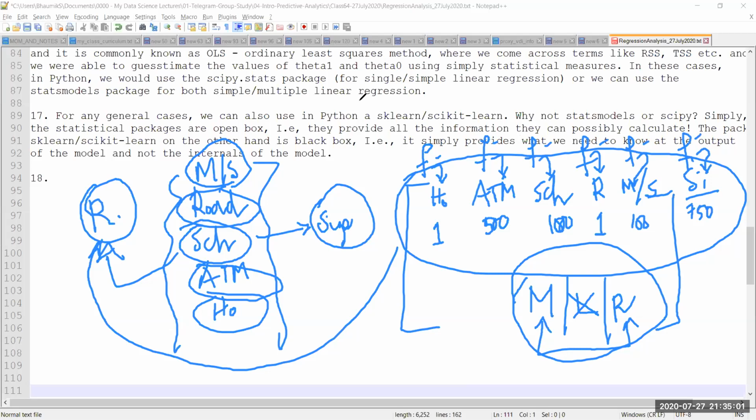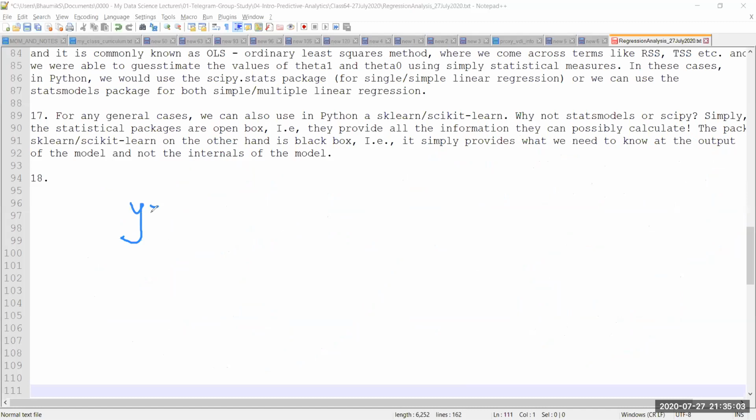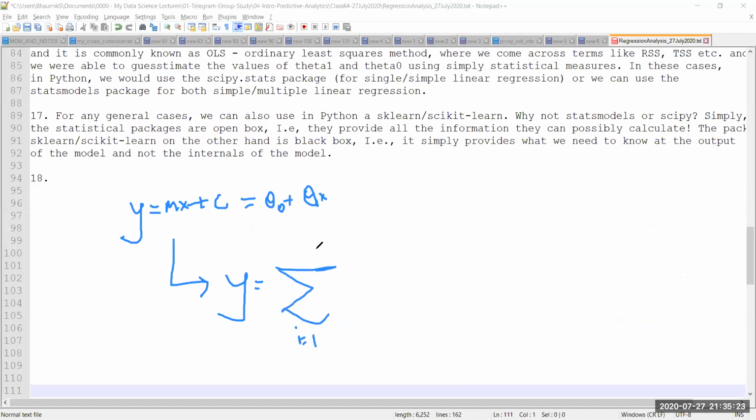And that is the reason why I can no longer have my life simple, and I can no longer write an equation which is something like theta 0 plus theta 1 x. I have to evolve. In real life, I need to evolve. How do I evolve? I evolve with a function which is something like this: sum over i equal to 1 to n, where n is the number of features or the number of factors, like whether I have a hospital or not, how much distance the ATM is.